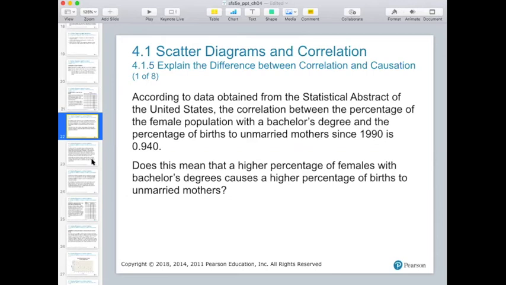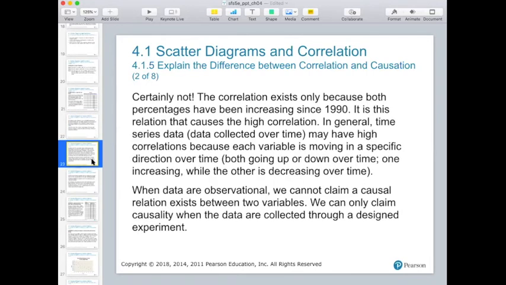Does one cause the other? Well, hopefully you're thinking the same thing I'm thinking. There's not a causation here. There's just a correlation because both of those have been increasing over time. One hasn't caused the other.